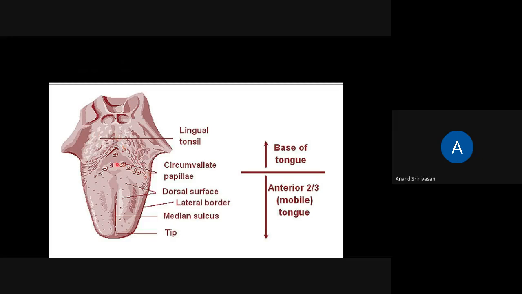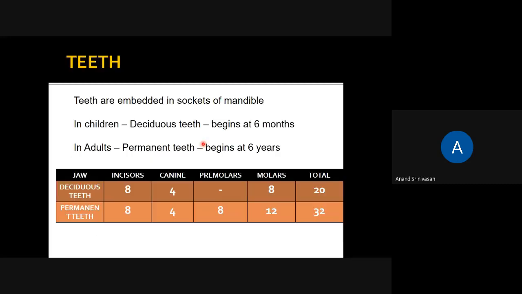Here you can see there are a lot of papillae. Papillae means elevations, present at the junction of the anterior two-thirds and posterior one-third. These are called circumvallate papillae. In the posterior one-third, there is a tonsil called the lingual tonsil. You already know there are palatine tonsils. Tonsil means lymphatics, so the lymphatic tissue present in the posterior one-third of the tongue is called the lingual tonsil.